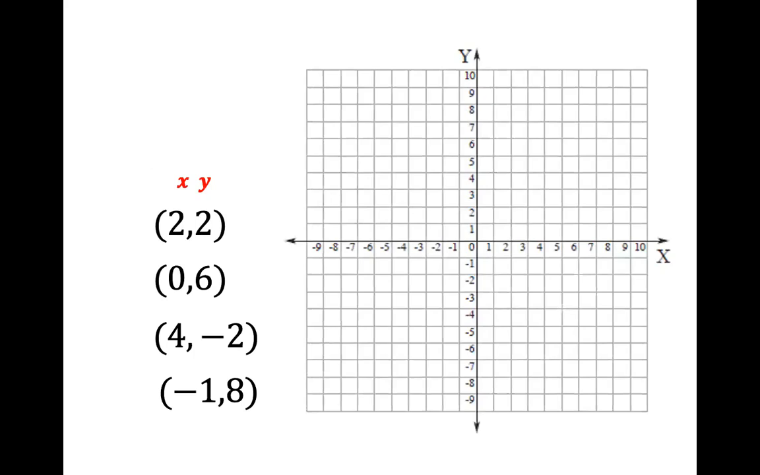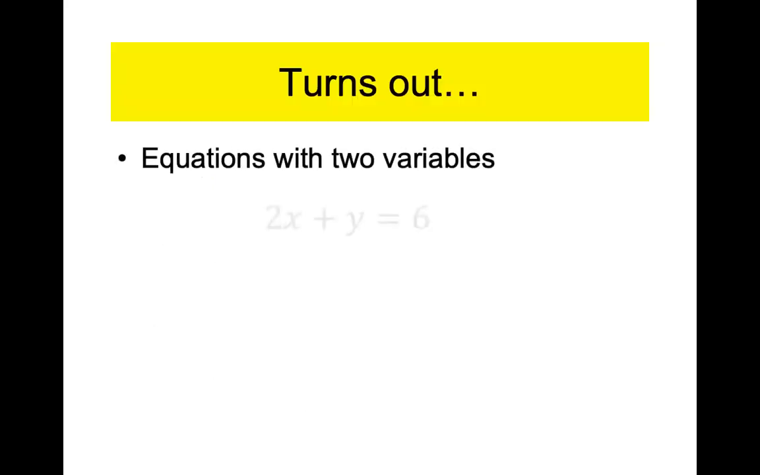Let's see, 2, 2 would be there. 0, 6 would be there. 4, negative 2 is there. Negative 1, 8 is there. And guess what happens if you play connect the dots? We get a line. So it turns out that solutions to equations that have 2 variables make lines. Therefore, we call this type of equation a linear equation.